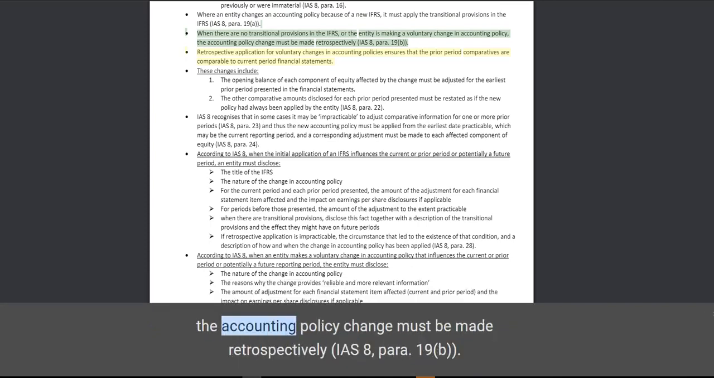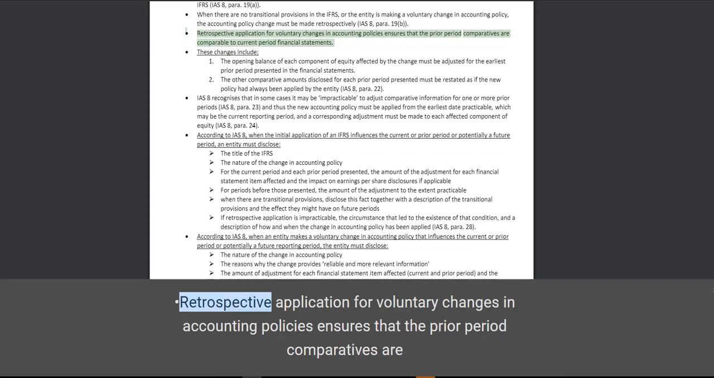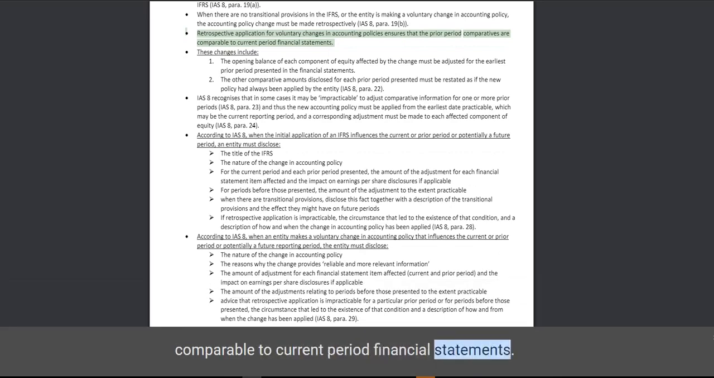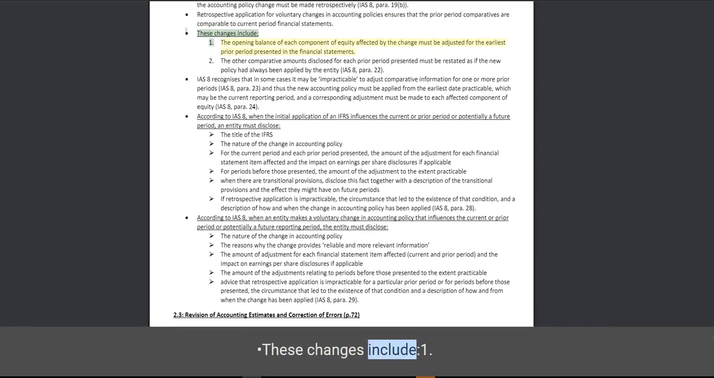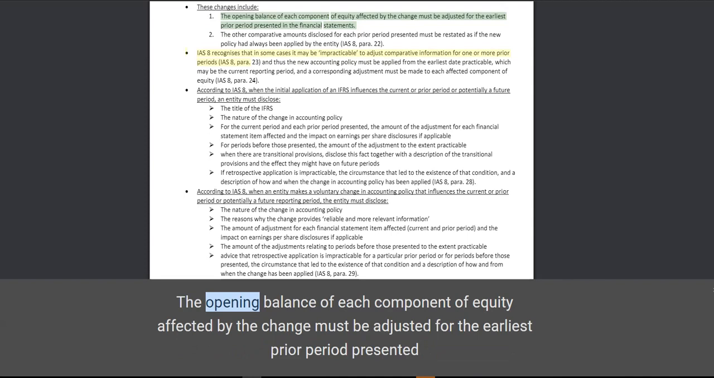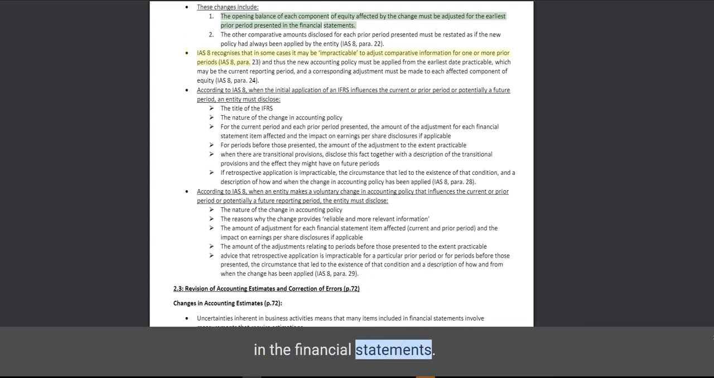accounting policy, the accounting policy change must be made retrospectively. IAS 8, para. 19. B. Retrospective application for voluntary changes in accounting policies ensures that the prior period comparatives are comparable to current period financial statements. These changes include: 1. The opening balance of each component of equity affected by the change must be adjusted for the earliest prior period presented in the financial statements.